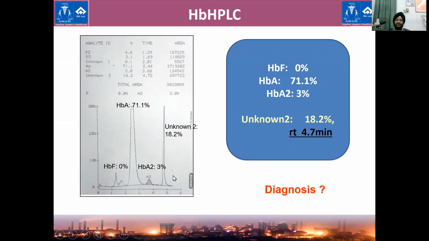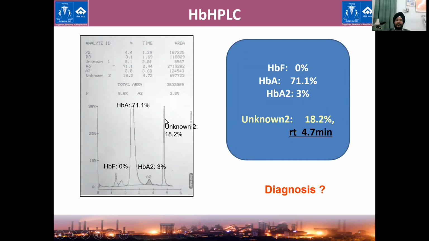Now, an unknown peak is something which you can get at any point of time in the chromatogram, and any unknown peak which has a percentage of less than 7 is generally ignored. Between 7 to 10 is something which we look at with caution. But if it is more than 10, then it is significant and we should search why it is there. So we got an unknown peak shown here as unknown 2 with a retention time of 4.7 and a percentage of 18.2. So what could be the diagnosis?